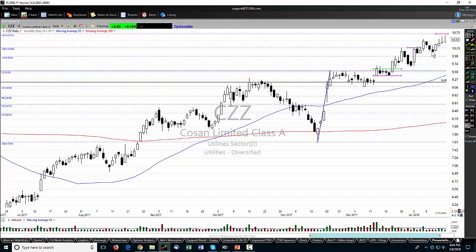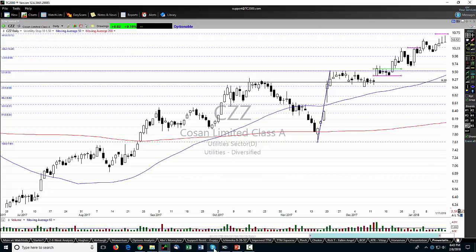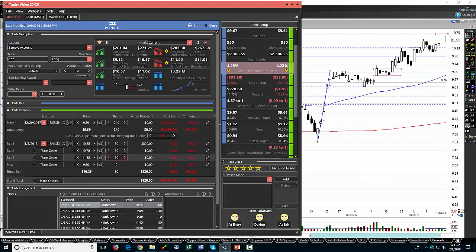Let's call it, oh, let's call it 10.20. Why not? So we would move the stop up to 10.20 at that point.